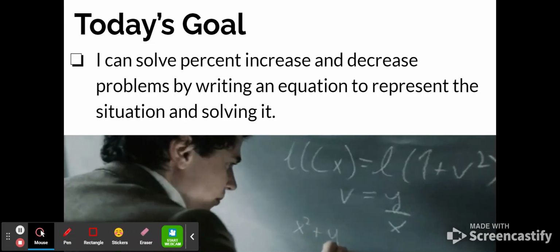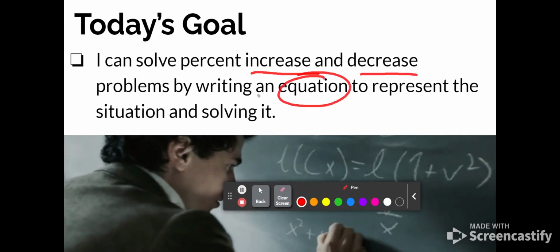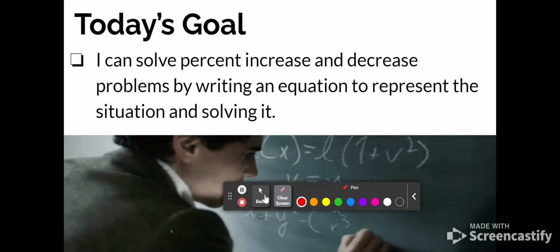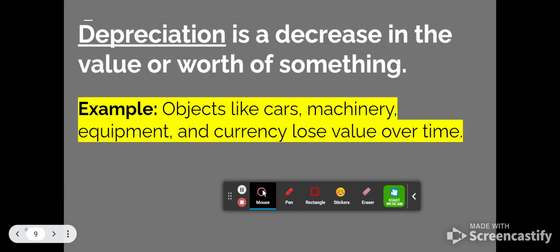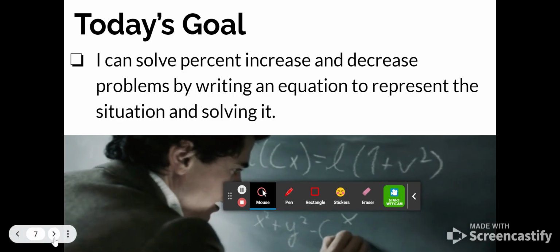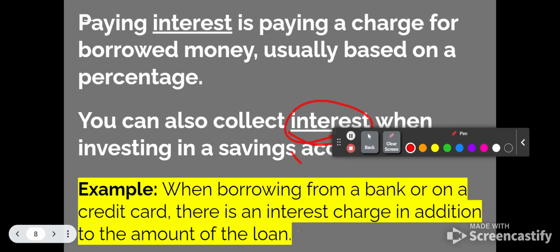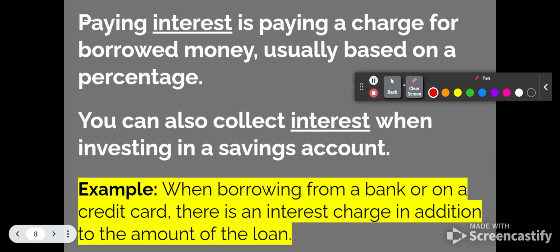All right, so today, solving percent increase and decrease by writing an equation to represent the situation and then solving it. Okay, so paying interest. Paying interest is paying a charge for borrowed money. So like you pay interest on a loan, you pay interest on a credit card purchase. You can also collect interest when you're in a savings account. So interest can be good or bad. It just kind of depends.